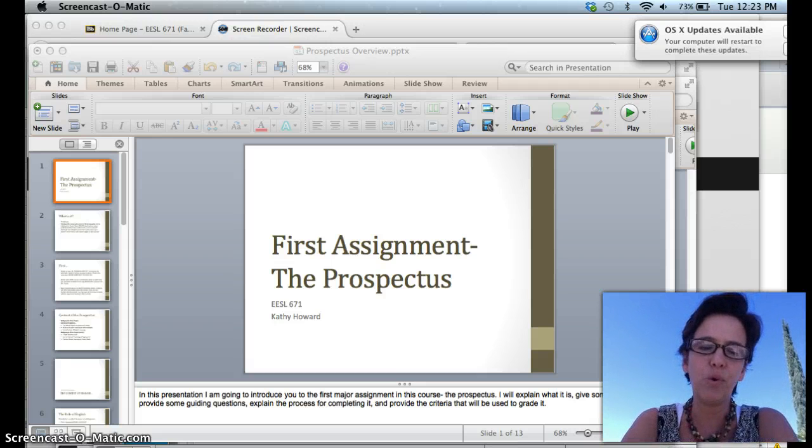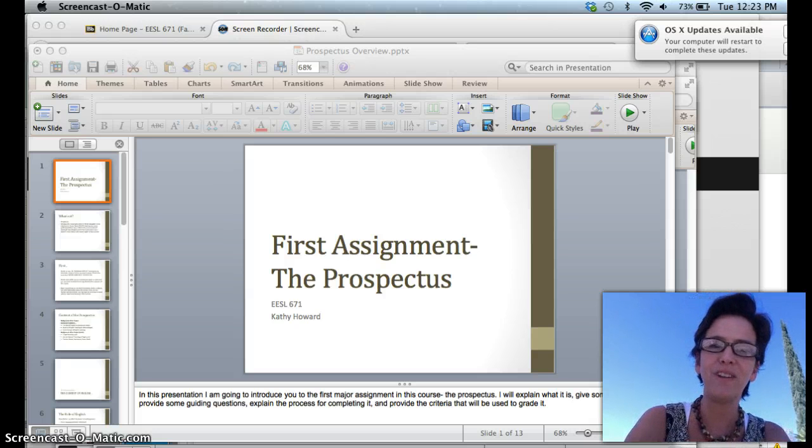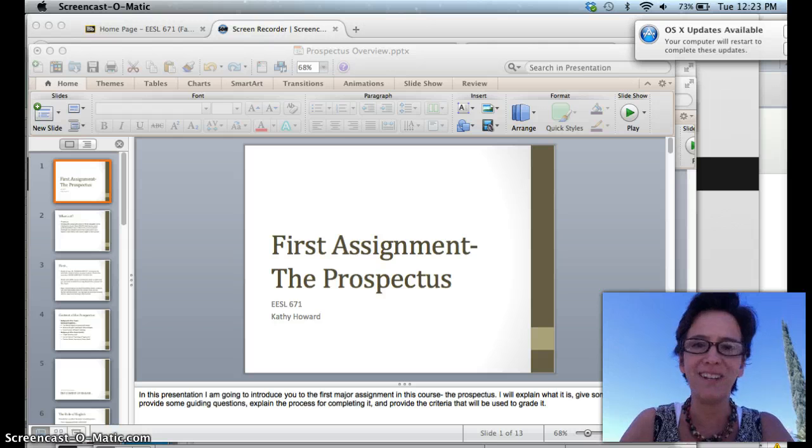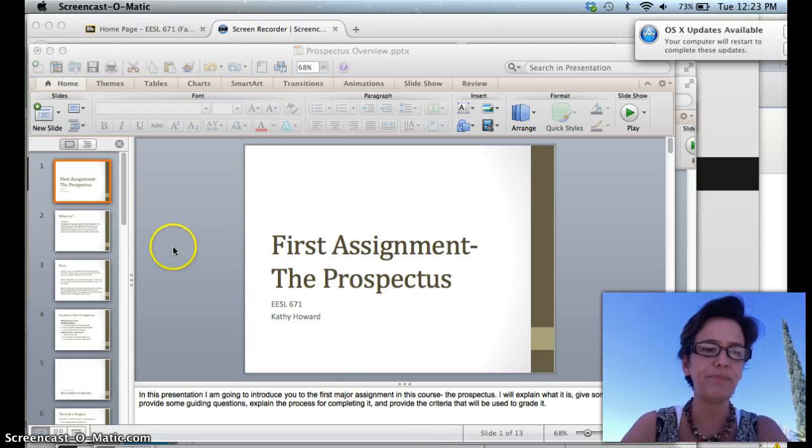Our first assignment this quarter is the prospectus, and don't get overwhelmed by this. What you have to do for the prospectus is just take it section by section, and if you do that, each section should be fairly straightforward, and when you put it all together, you'll have a paper called the prospectus. So I'm going to introduce you to this assignment, and I will explain what it is, give some examples, and provide some guiding questions which will help you to write it, and I'll explain the process for completing it, and I'll provide the criteria that we're going to use to grade it.